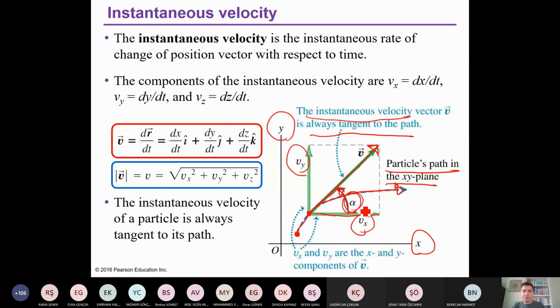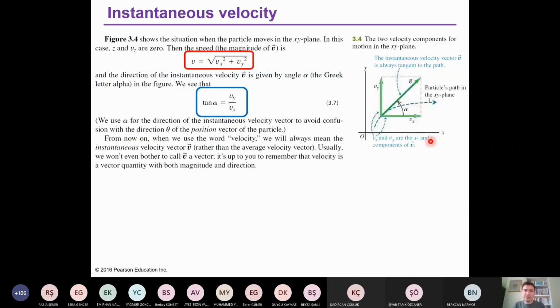The angle from the positive x-axis to the velocity vector. Do you have any question here? For this condition, the magnitude of instantaneous velocity is given by the square root of Vx squared plus Vy squared. And I would like to calculate the angle, for example, here, alpha. So the tangent of alpha is given by Vy over Vx, you know, from trigonometry, right? Do you have any question here?